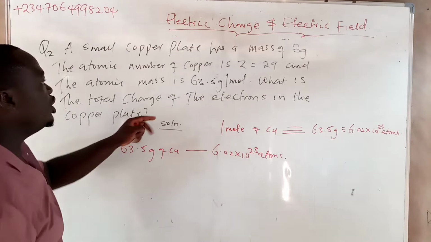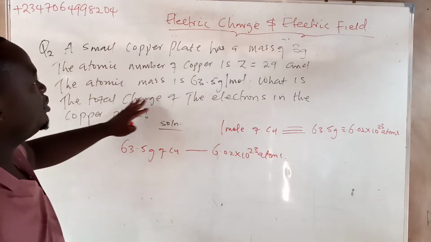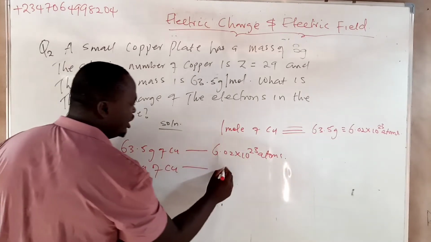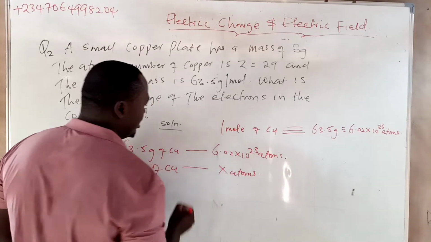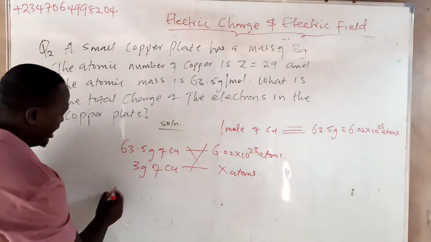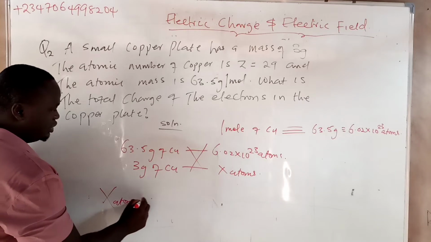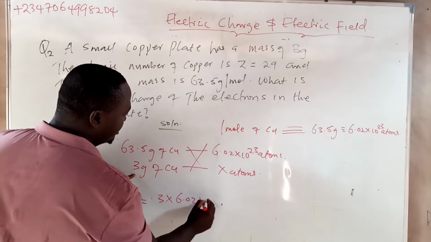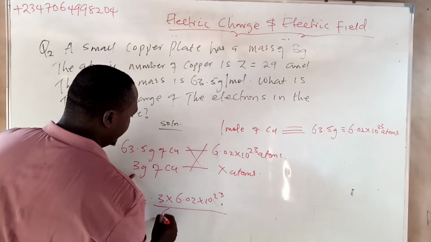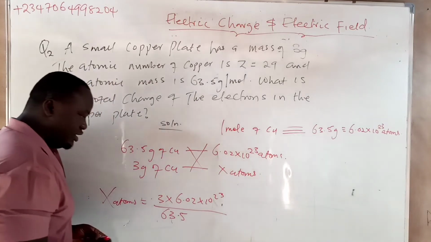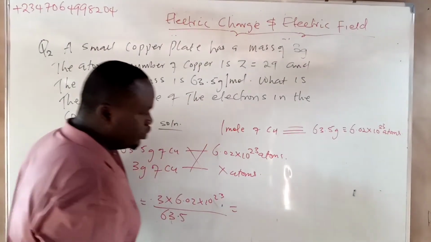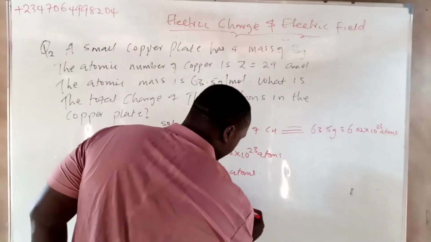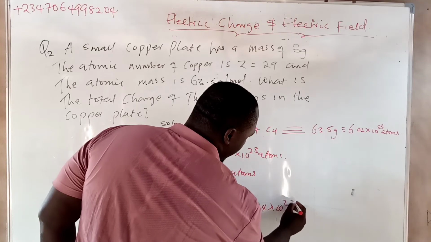Now, in the question, you already have the mass to be 3 grams. So 3 grams of copper will give you how many atoms? All you need to do is cross multiply. Atoms is equal to 3 times 6.02 times 10 to the power of 23 divided by 63.5. If you punch this in your calculator, what you should get is around 2.84 times 10 to the power of 22 atoms.